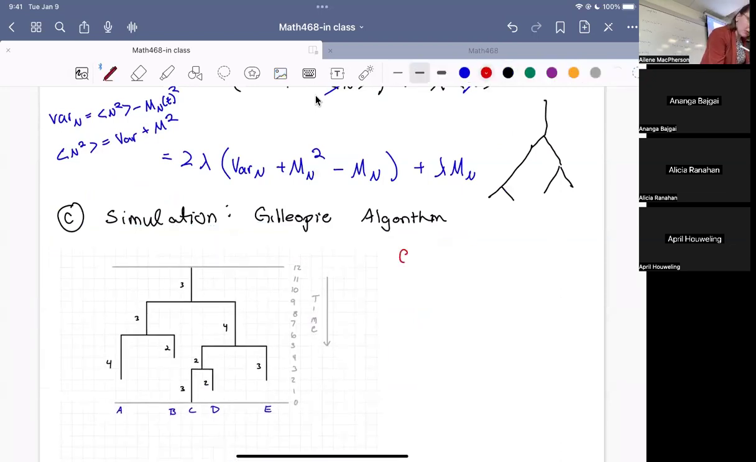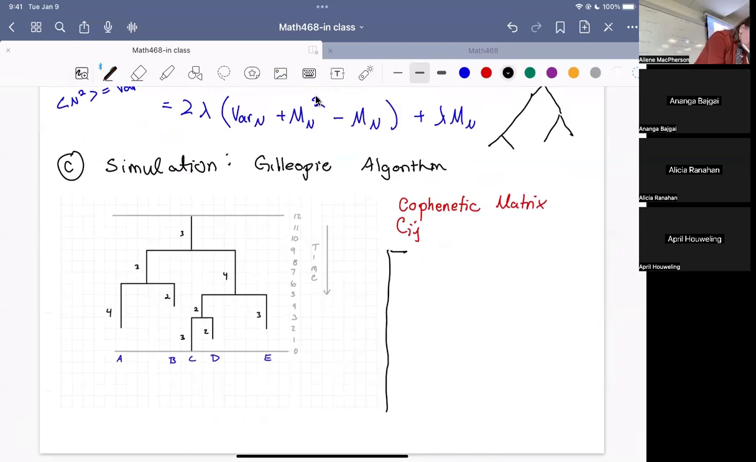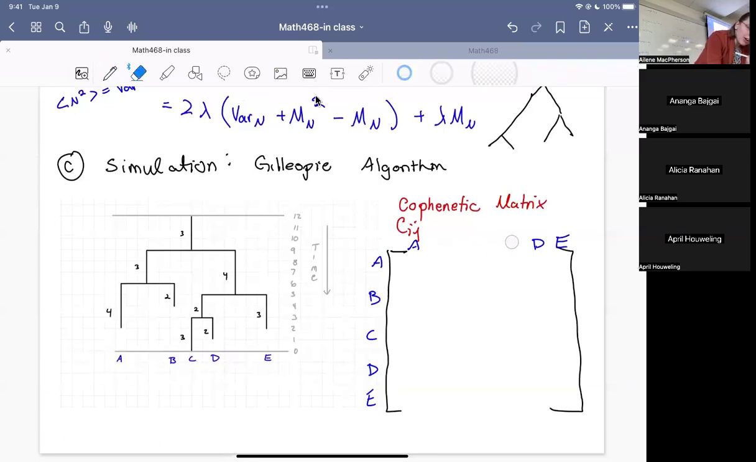It's been a while since we've talked about this, but the cophenetic matrix describes the amount of shared ancestry between lineage I and lineage J. So if I have the cophenetic matrix for this tree here, I have a 5x5 matrix with 5 lineages. I have A, B, C, D, and E.